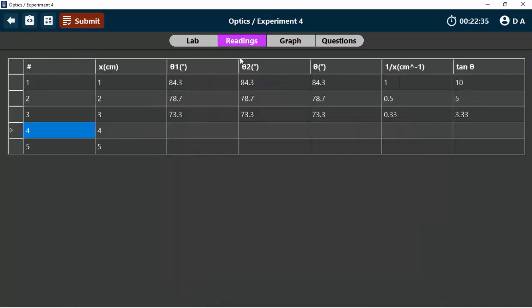The exact value is 68.2, and this is 68.2. Then the average is 68.2. Then the reciprocal of x, that's 1 over 4, is 0.25. And finally, the tan of theta is 2.5.